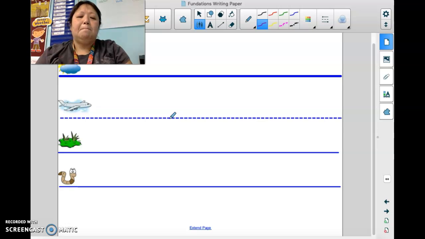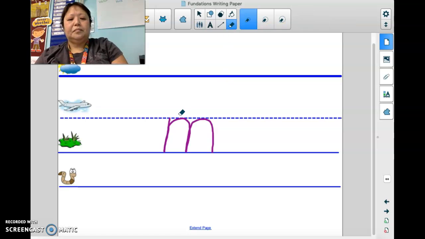Ham ends with the M sound. So an M sound goes with the letter M. You're going to start at the plane line, go down to the grass line, trace back up to the plane line, over the hill to the grass line, trace back up, over the hill to the grass line. M, ham.